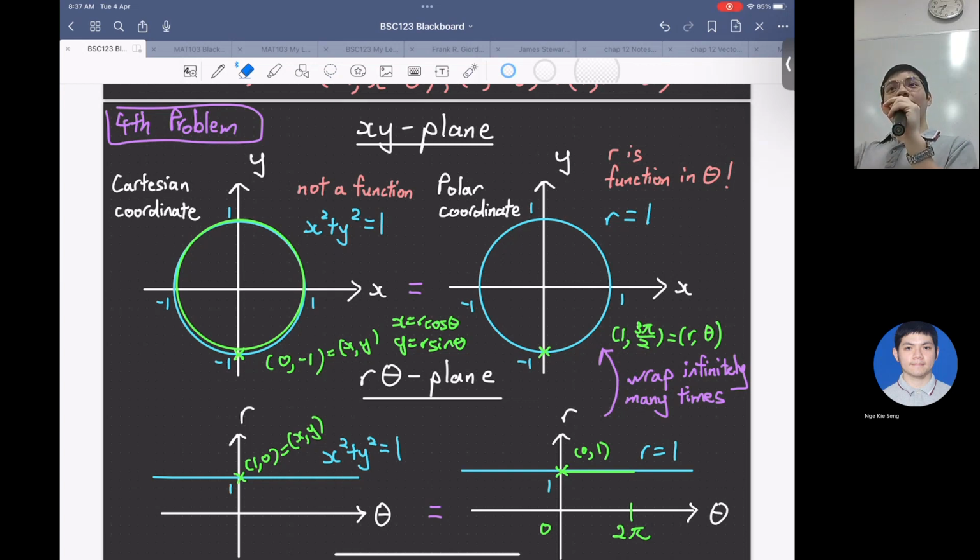Okay, so because the function of cos is periodic, we identify the 0 and 2 pi together. That's why this straight line gets identified to a circle. Does it make sense?